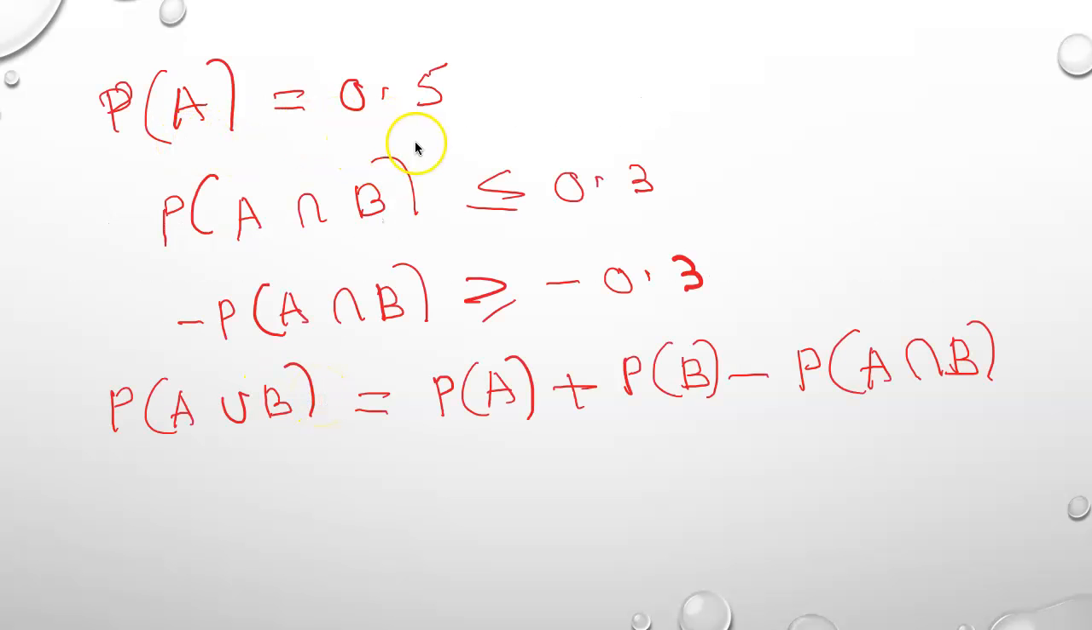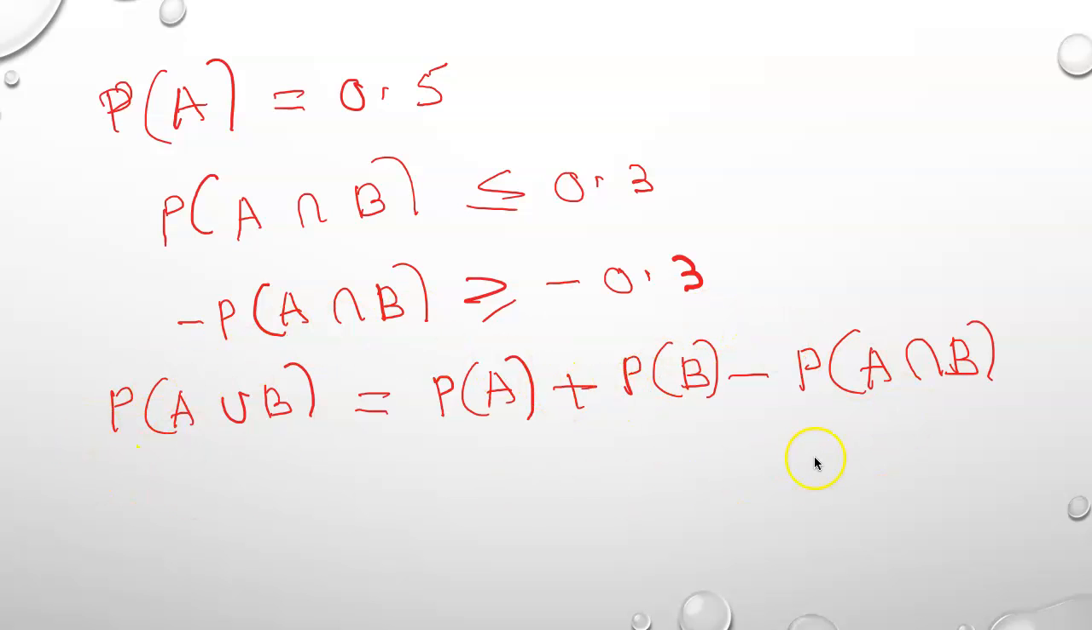Now probability of A is 0.5. What is at most? At most is less than or equal to. So probability of A intersection B is less than or equal to 0.3. Multiplying by minus 1, I get minus probability of A intersection B greater than or equal to minus 0.3.